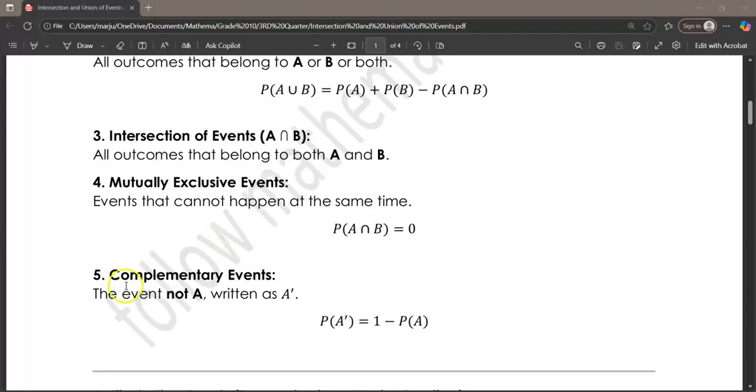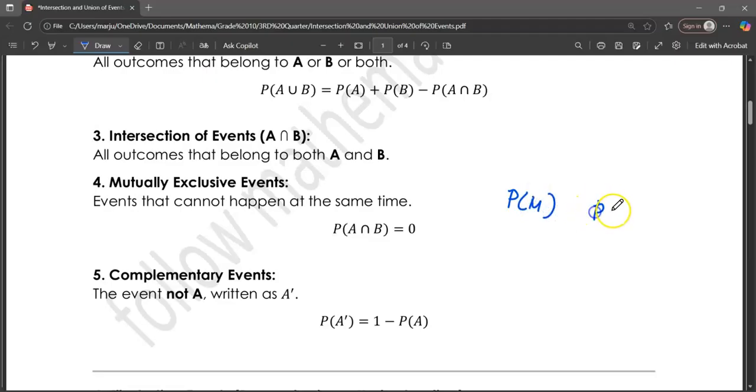Complementary events. The event not A written as A prime. So for example, let's say the probability of being a male. We also have here the probability of not male, meaning to say probability of being a female. So to get the probability of not A, all we have to do is simply subtract 1 minus the probability of A.